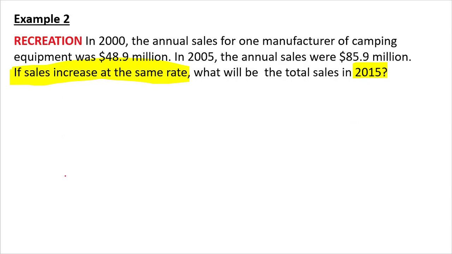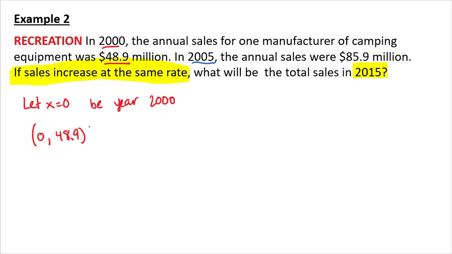So, what you have there is they're giving you some points. The first thing you want to do is let x equal 0 be year 2000. I guess you don't really have to worry about that. It just makes the numbers a little bit smaller. So in 2000, 48.9, I have 0 and 48.9.